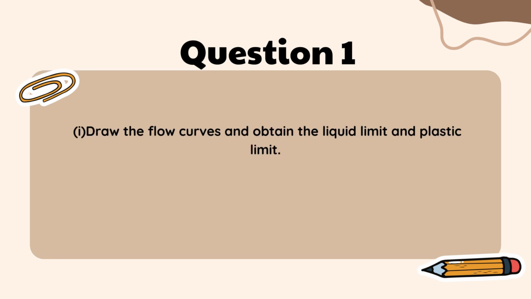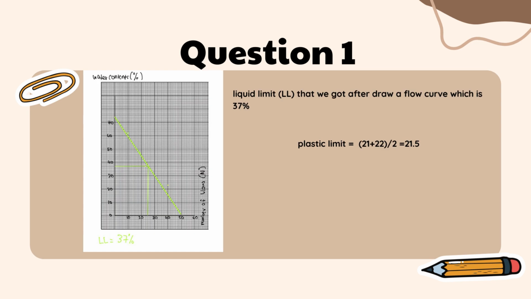For question number 1, draw the flow curve and obtain the liquid limit and the plastic limit. After we draw the flow curve, the liquid limit that we got is 37%. And for the plastic limit, 21 plus 22, divided by 2, and we got the plastic limit is 21.5.